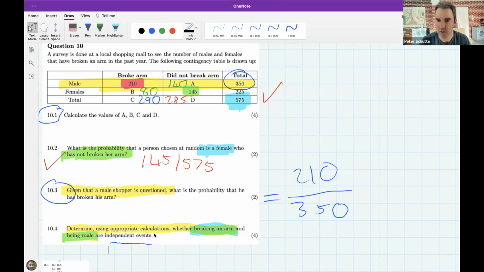So the question has come from Bocanio, and I see Wandile has helped us out there. So basically, the 350 comes from the fact that there are only 350 male people in the survey, and that's this 350 here. So the column that's highlighted here, the yellow column, is male 350. And because the question said, given a male shopper is questioned, we have to think of it as being out of 350.